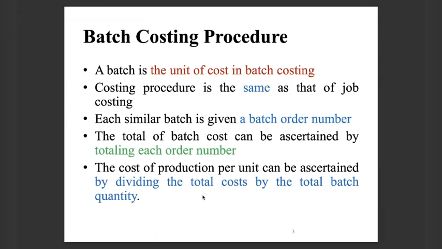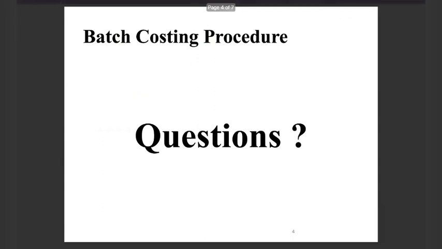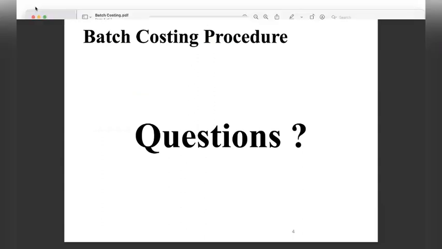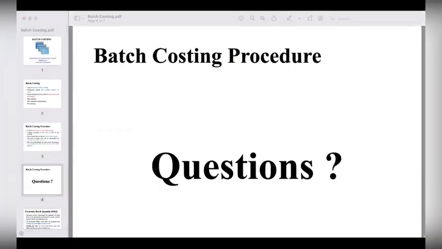Okay, so that means the cost of production per unit can be ascertained by dividing the total cost by the total batch quantity, right? So now we are ascertaining the total costs for the batch, no? Therefore, we need to divide it by the number of units that we produce per batch. Okay, you will understand that when we are discussing the questions. Let me share the questions with you all. So we will do the first question.